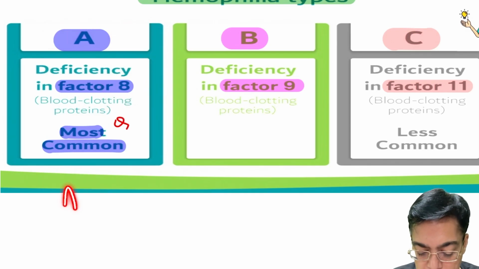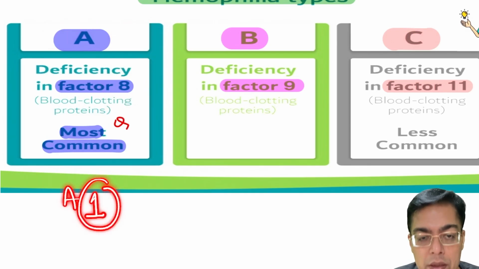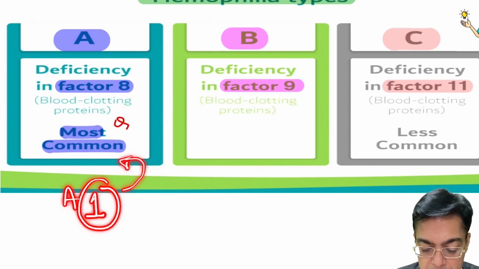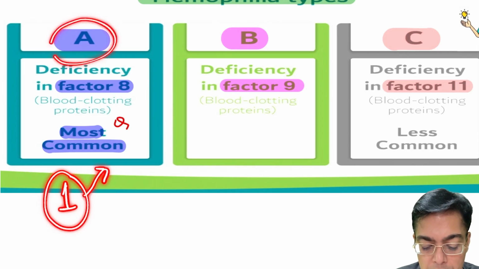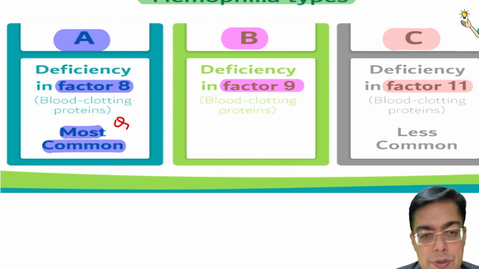A is the first alphabet. A is number 1. It is the most common, number 1 type of hemophilia. So two tricks that you understand now. Hemophilia A is going to be caused because of factor 8. And hemophilia A means first alphabet. First means number 1, most common. It is the most common type of hemophilia that is seen in your patients.